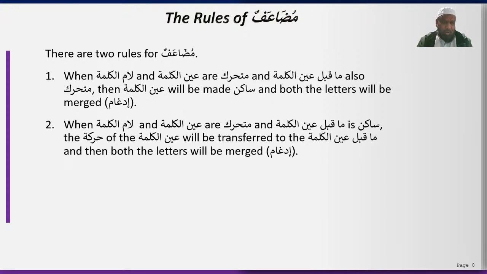Rule number two: when لام الكلمة and عين الكلمة are متحرك and ما قبل عين الكلمة is ساكن. The first rule was ما قبل عين الكلمة متحرك; the second rule is ما قبل عين الكلمة ساكن. The حركة of the عين الكلمة will be transferred to the ما قبل عين الكلمة. To give it a حركة, because ما قبل عين الكلمة is ساكن, the حركة of عين الكلمة will be transferred to ما قبل عين الكلمة. Now the عين الكلمة will become ساكن, then we apply the first rule, and both the letters will be merged.